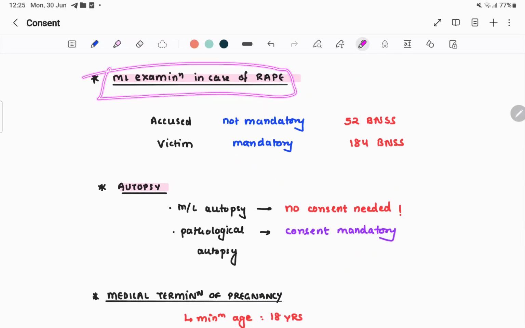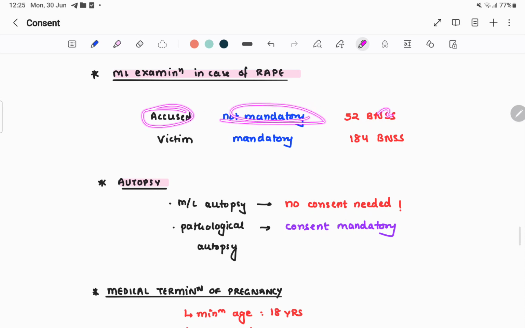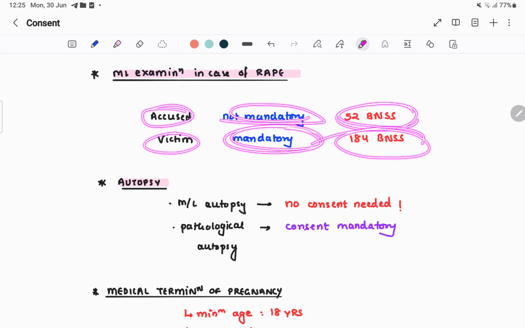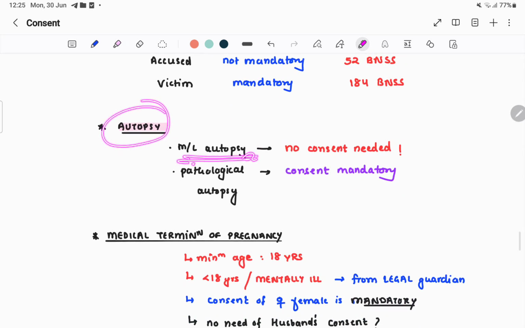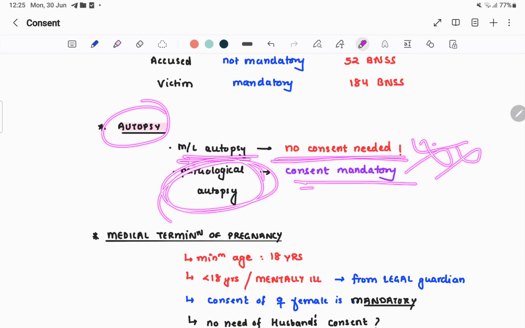Medico-legal examination of a rape victim: for the accused it is not mandatory, 52 BNSS. For the victim, consent is mandatory, 184 BNSS. For the accused, you don't need any consent, and a reasonable amount of force can also be used upon him. You have to remember 52 BNSS and 184 BNSS. Autopsy: for a medico-legal autopsy, no consent is needed. For a pathological autopsy, consent is mandatory.